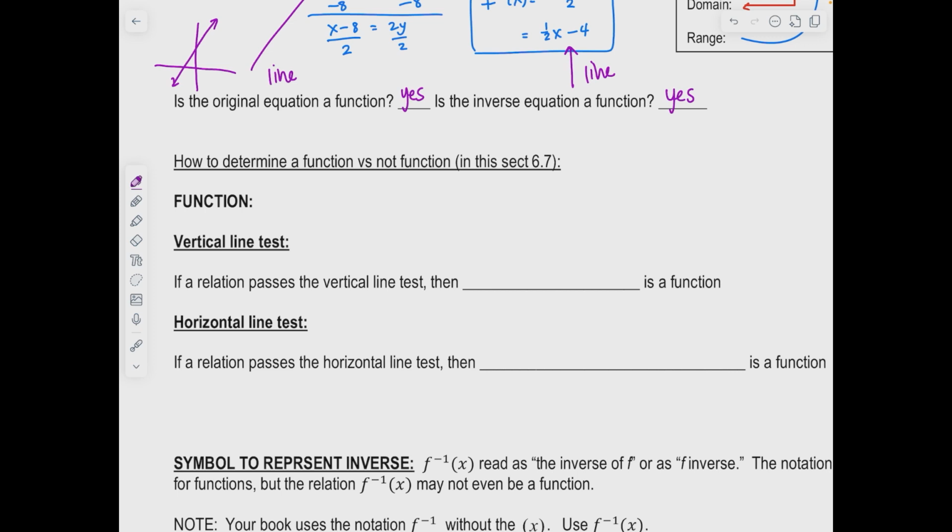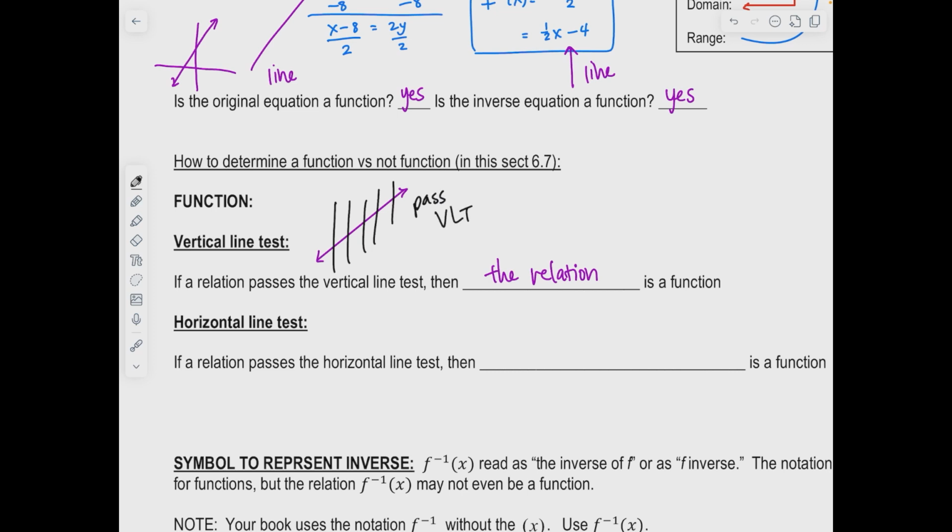If a relation passes the vertical line test, then the relation is a function. What that means is, if I can draw a vertical line and it does not go through more than one point, it is a function. So the line we just talked about, I can draw a vertical line anywhere I want, and it will never go through more than one point on that line. So this will pass the vertical line test.